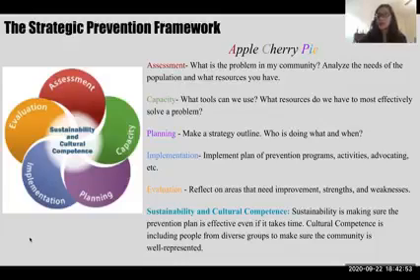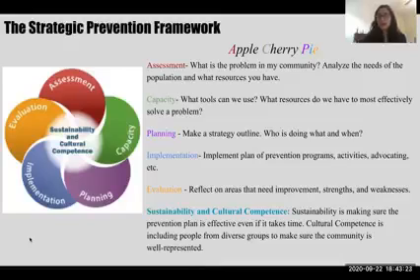So assessment is, what is the problem in my community? You're going to analyze the needs of your population, and you're also going to see what resources I have that may be able to fix it. Capacity is all about what tools we can use, what resources we have to most effectively solve a problem. When you think of capacity, think of your toolbox and think of what resources I can put inside my toolbox and pull out to use in my strategies.